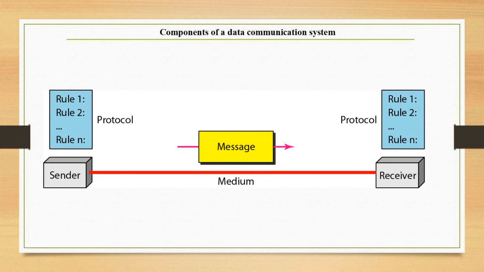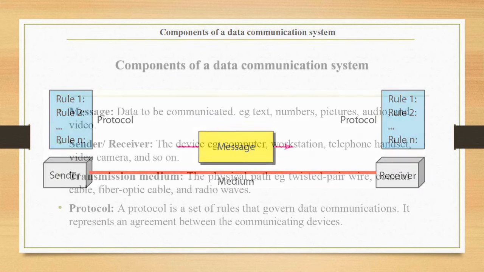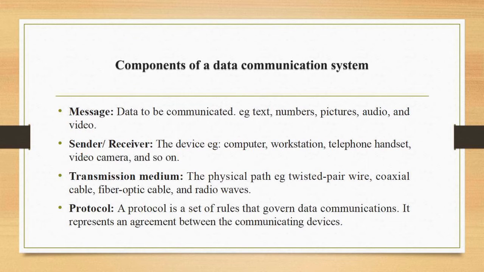Now let's see the components of a data communication system. A data communication system consists of a sender, which would be sending the message through a transmission medium to the receiver. Both the sender and receiver will be following a set of protocols. Protocols are a set of rules that govern data communications.